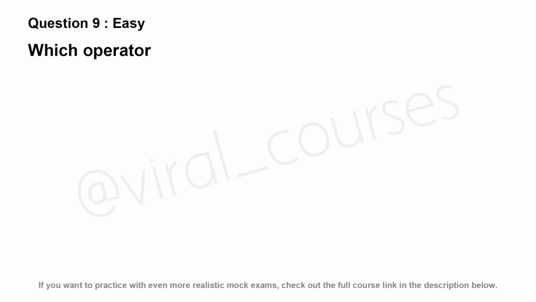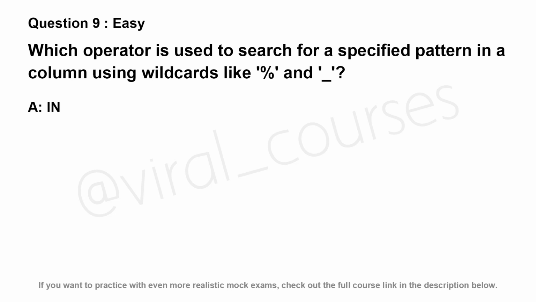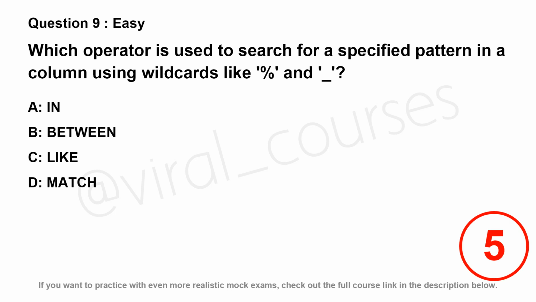Which operator is used to search for a specified pattern in a column using wildcards like % and underscore? Option A, IN. Option B, BETWEEN. Option C, LIKE. Option D, MATCH.